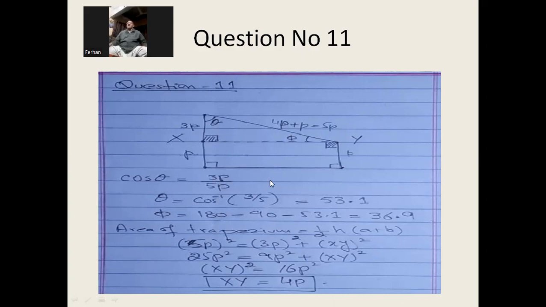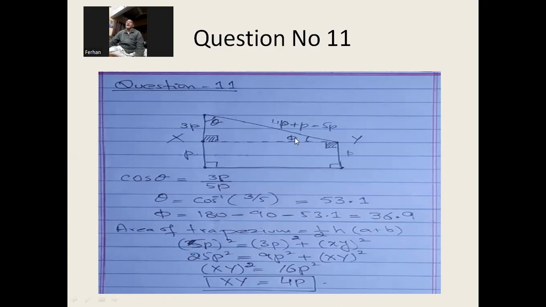So I will apply the cos theta. The cos theta will be equal to the base by the hypotenuse. The base here is 3P and the hypotenuse here is 5P. So P and P cancel. So theta is equal to cos inverse of 3 divided by 5, and that will be 53.1. So this angle theta here is 53.1.